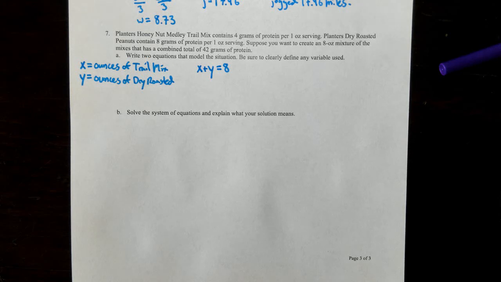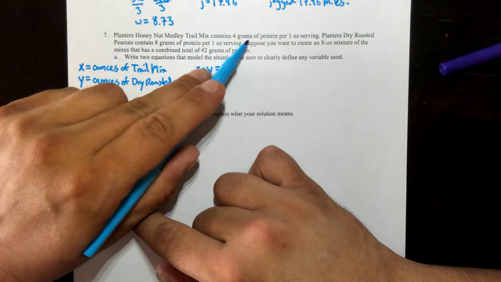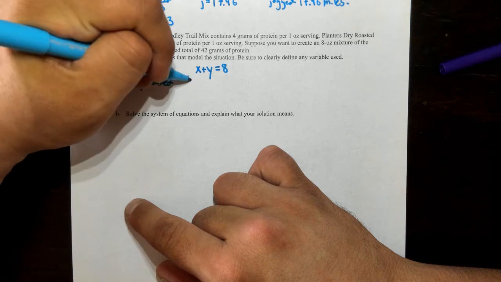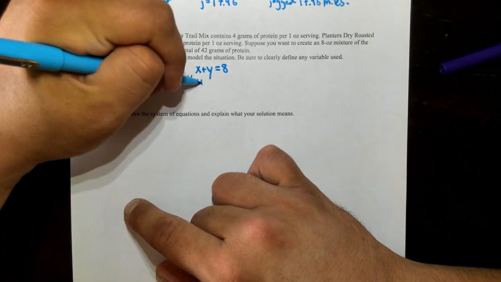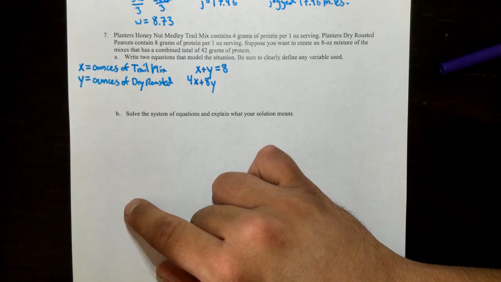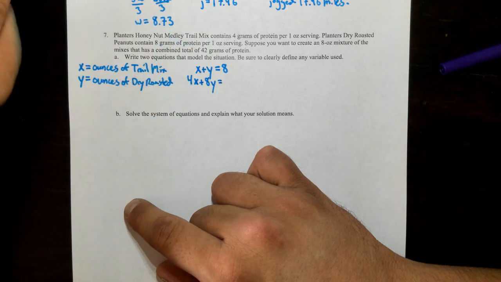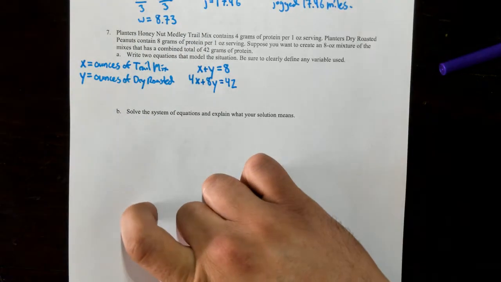Another statement, we can say something about the grams of protein. I know that the trail mix contains 4 grams of protein for every ounce, and the dry roasted contains 8 grams of protein for every ounce, and the total number of grams of protein that we want in our mixture is 42.